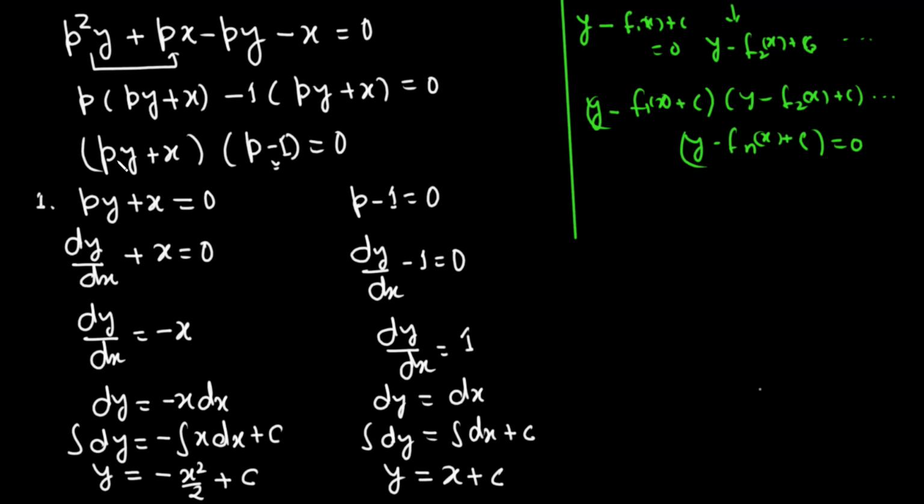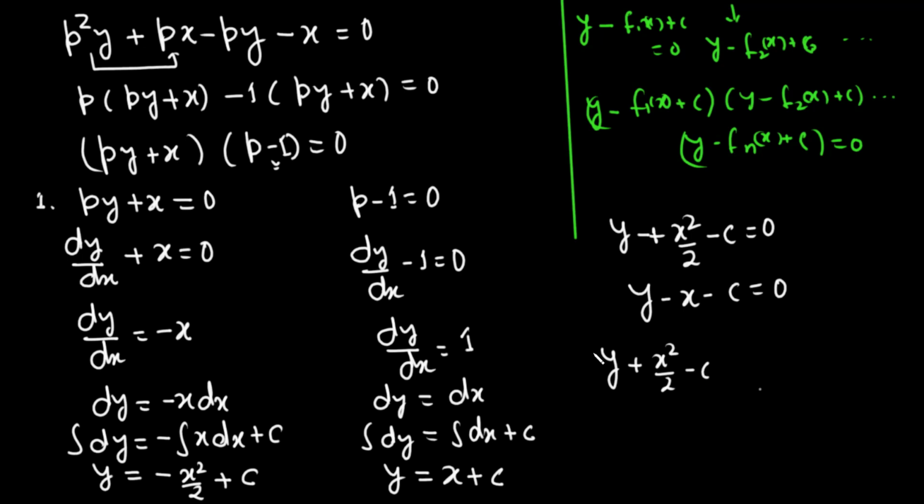Now the solution of the first factor, we can rewrite it as y square plus x square minus 2c equals 0. And the second one is y minus x minus c equals 0. So these are the solutions of these individual factors. So as discussed earlier, the general solution of the given second degree ordinary differential equation, we will write it as y square plus x square minus 2c, multiplied by y minus x minus c equals 0.